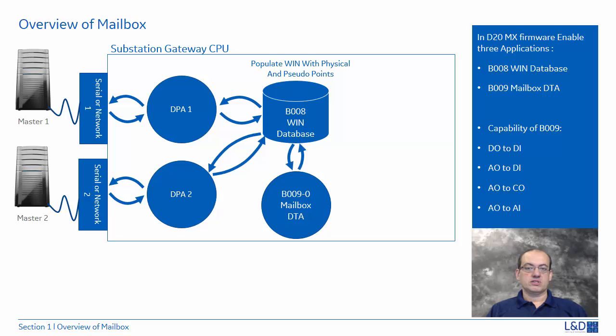Okay? And it will constantly communicate and update its points. So whenever it detects a change in the source, which is the output point, it will change the target, which is the input point. And through the DPAs that are constantly monitoring the WIN database, it will get an update to the masters. Of course, the masters are constantly polling this digital input through periodic monitoring or through on-demand monitoring.